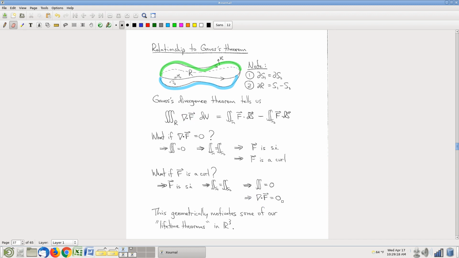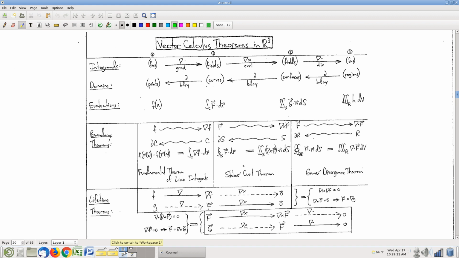Okay. All right, so going to our diagrams, we've previously talked about these two lifetime theorems. This is the old news. If you have a gradient, then the curl is zero. And if a curl is zero, then it is a gradient. Talked about those. Now, we've justified these down here. If you were looking at a curl, its divergence is zero. And likewise, if the divergence is zero, as we just argued, that means there must be a vector field for which it is a curl.